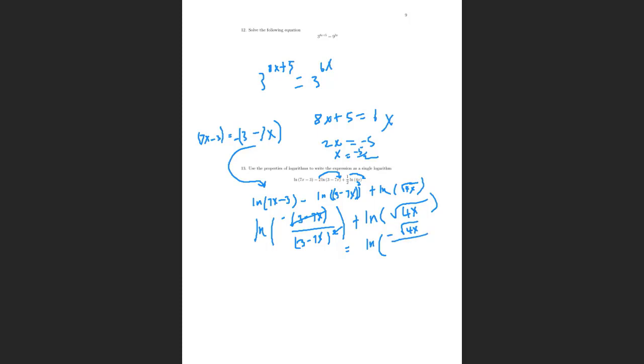divided by 3 minus 7x. Shouldn't be too bad, yeah. Let me just double check my work and make sure I didn't make any mental calculation error on this one. Let's see. Okay, yeah, it should be okay.